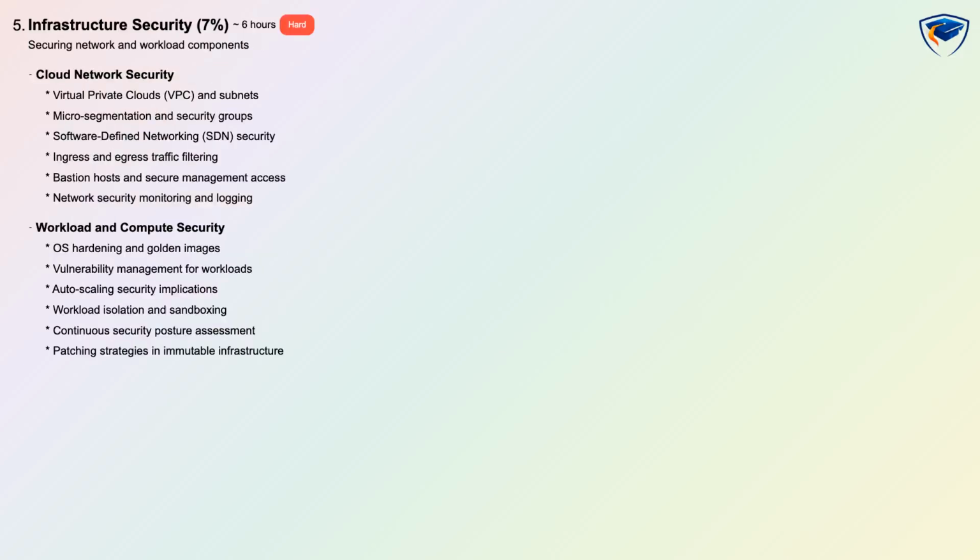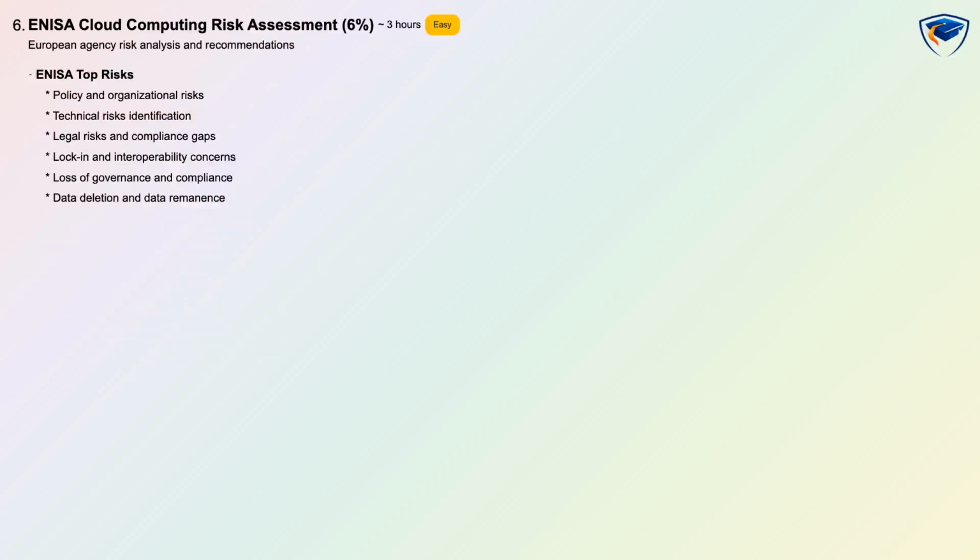Infrastructure Security is 7%, rated hard with around 6 hours recommended, and includes both conceptual and scenario-based assessment. This domain covers cloud network security such as VPCs, subnets, micro-segmentation, SDN security, bastion hosts, and network monitoring and logging. It also addresses workload and compute security like OS hardening, golden images, vulnerability management, workload isolation, and patching strategies for immutable infrastructure.